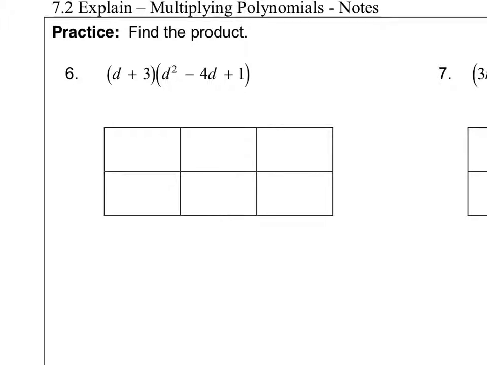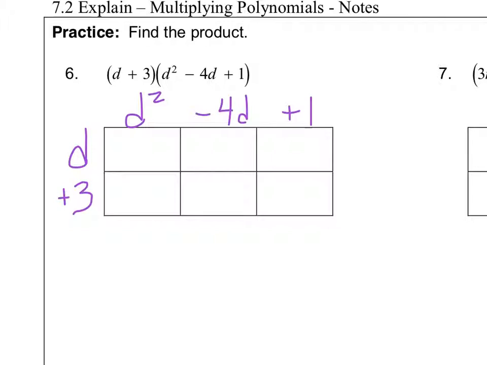So I'm going to go ahead and do step 2, which I'm going to write my 2-place binomial here, d plus 3. Then up here I'm going to write d squared minus 4d plus 1. Okay, so we've got everything labeled on our boxes. Our next step is to begin multiplying and filling in our boxes.